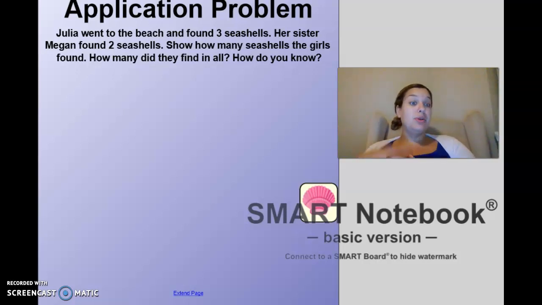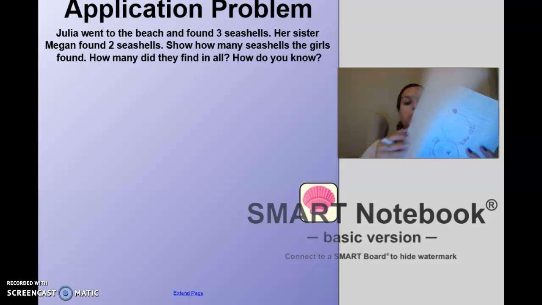So we're going to start using word problems this module. And the first one we're going to do right now. So I need you to get your paper and your utensil to write with, and listen carefully to my story. So Julie went to the beach and she found 3 seashells. Her sister Megan found 2 more seashells. How many seashells did they find? So we're going to figure out how many they found in all.